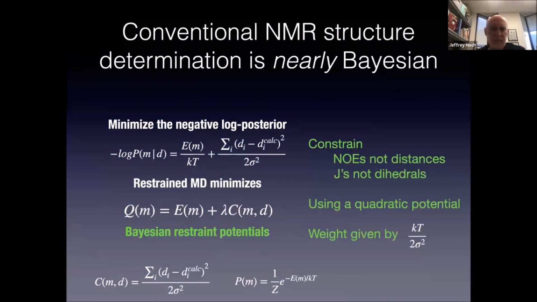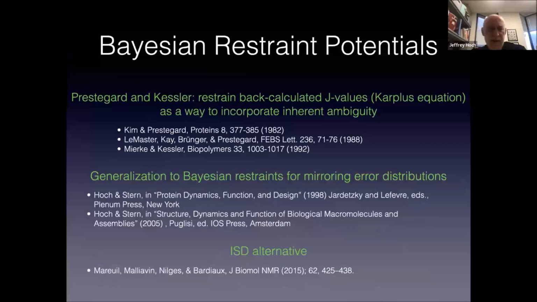But later on, Michael and his group realized that this Bayesian restraint approach is a less costly way to get results that are very, very similar to what you would get from a more costly inferential structure determination approach.